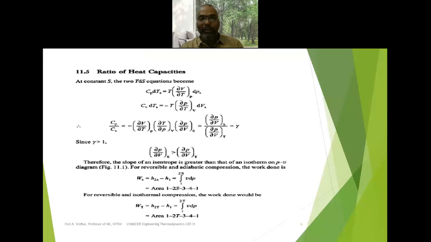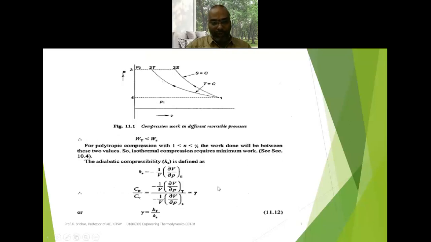So once again, the basis is from the previous Maxwell relationships and the TdS equations only. So here at constant entropy, the two TdS equations will become the first TdS equation and the second TdS equation at constant entropy value. So from that, we are able to derive that Cp by Cv is equivalent to gamma. That is, the ratio of two heat capacities is always equivalent to the adiabatic index, and this value for air is equivalent to 1.4.